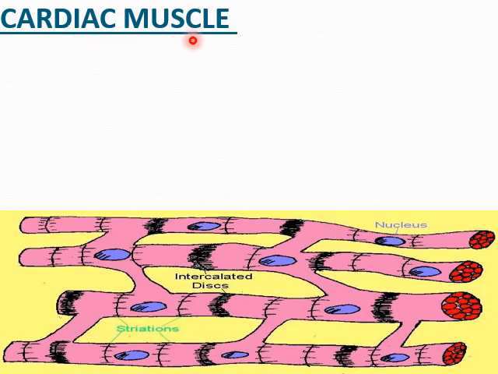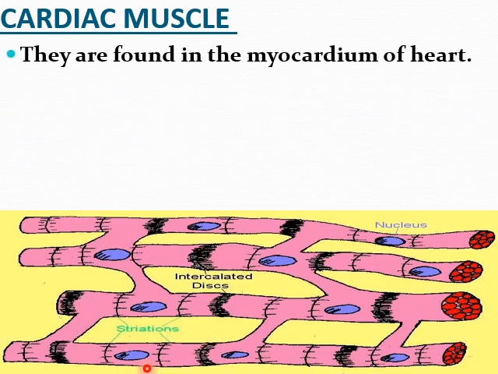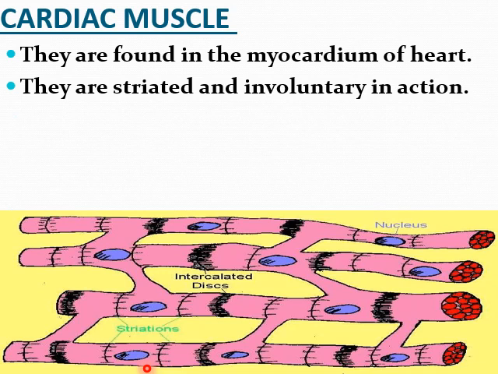The second type of muscle is known as the cardiac muscle, which is present in the myocardium of the heart. As you can see here, it is formed of muscle cells connected together, forming fibers, connected by intercalated disc junctions known as intercalated discs. Found in the myocardium, they are striated and involuntary.